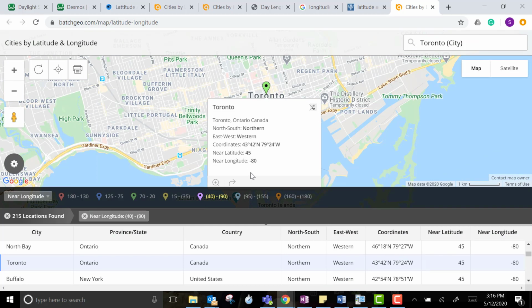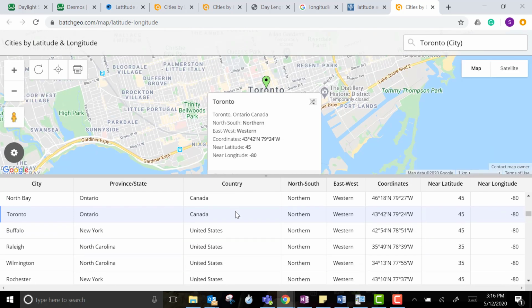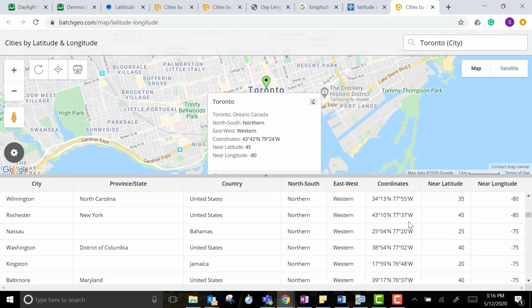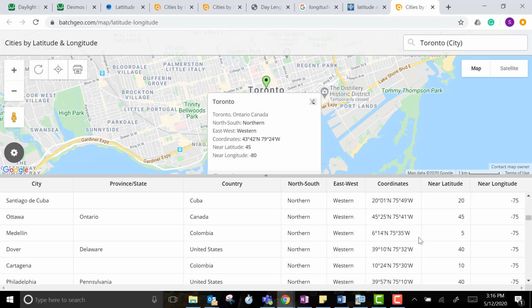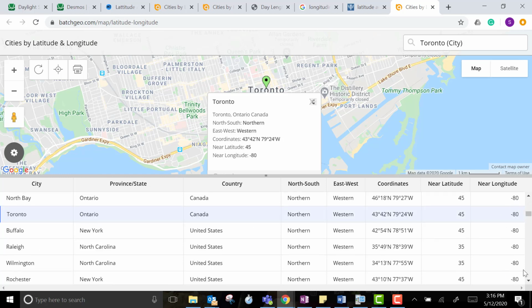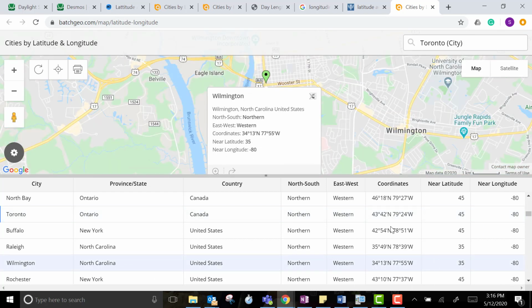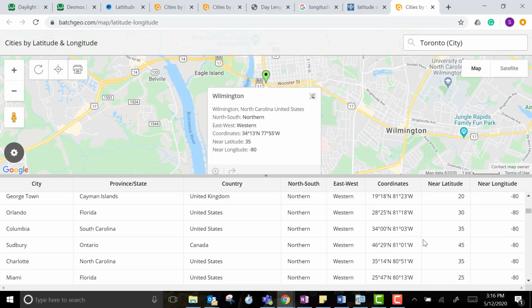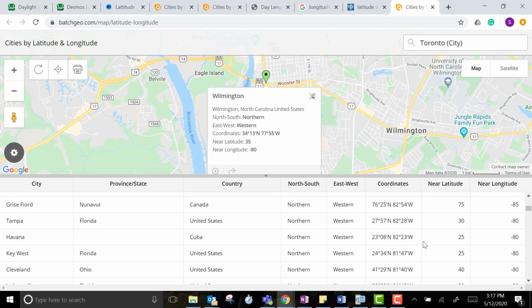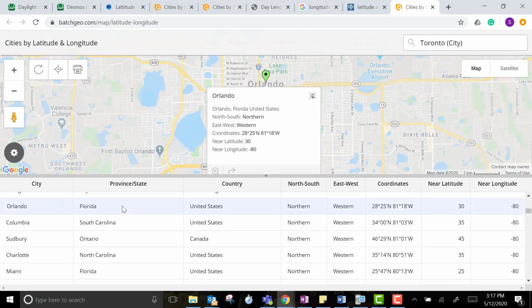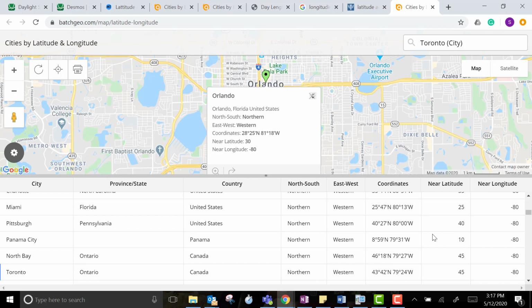So what you're going to do is go through and look at these lines here, and pick a city in the United States, a city in Canada, and then anywhere else, but they need to all be nearing that same longitudinal line of negative 80. So for example, I could choose Wilmington, North Carolina, because it's on that longitudinal line, but a different latitude. Latitude is going to be east and west. I could choose, what else could I choose? I could choose Orlando, Florida. Looks very similar to the same longitude.